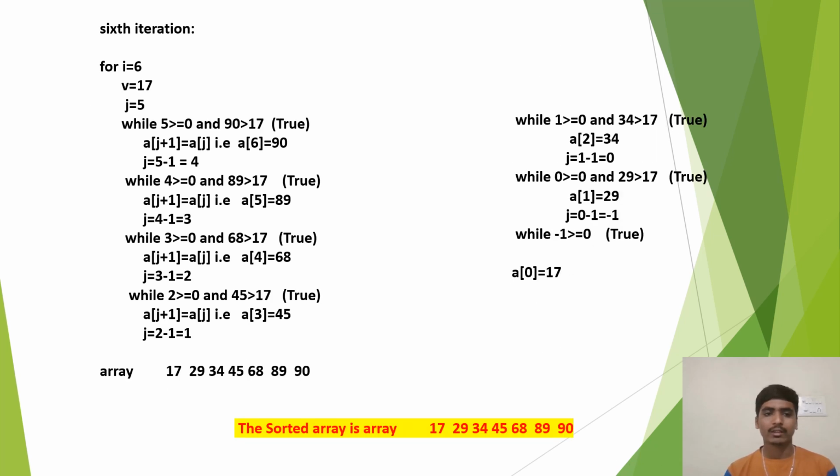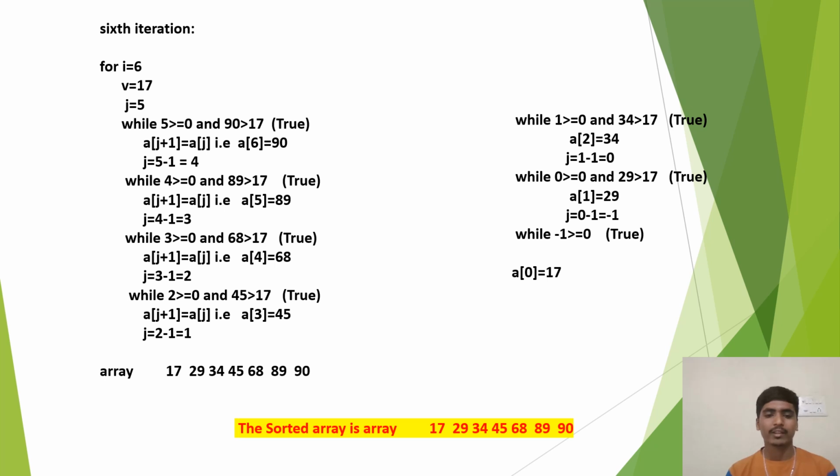Sixth iteration. For i = 6, v = 17, j = 5. While 5 >= 0 and 90 > 17, it is a true statement. A[j+1] = A[j], that is A[6] = 90. j = 5 - 1 = 4. While 4 >= 0 and 89 > 17, it is a true statement. A[j+1] = A[j], that is A[5] = 89.